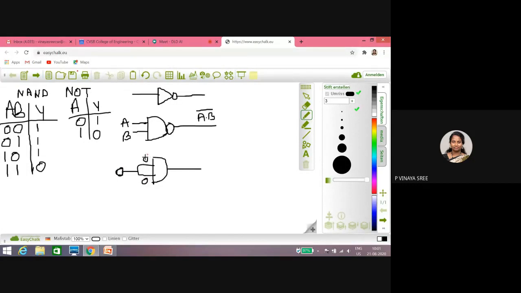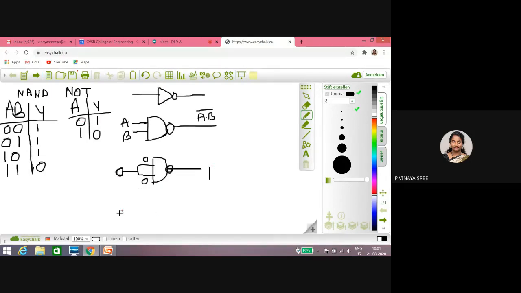So if both are 0, according to this NAND gate, what will be the output? See the truth table already written. So it is 1. So is it working as NOT? Yes. Given an input 0, it has to get the output as 1. Yes, it is working as a NOT gate.